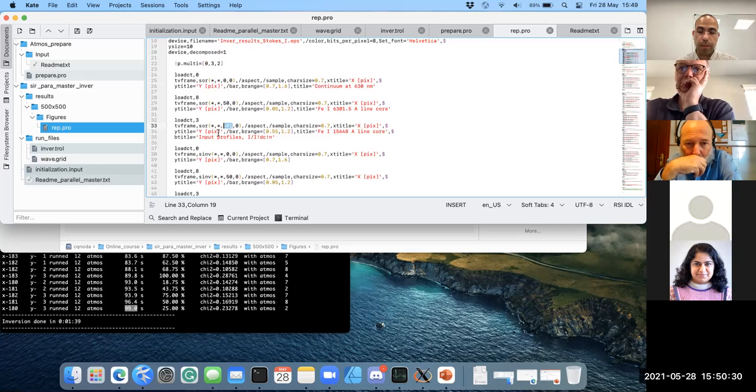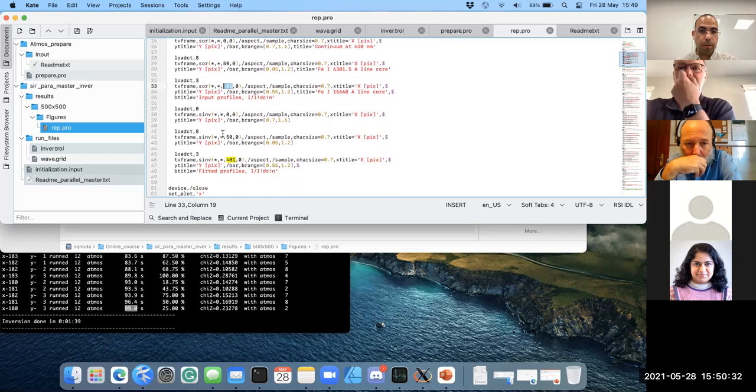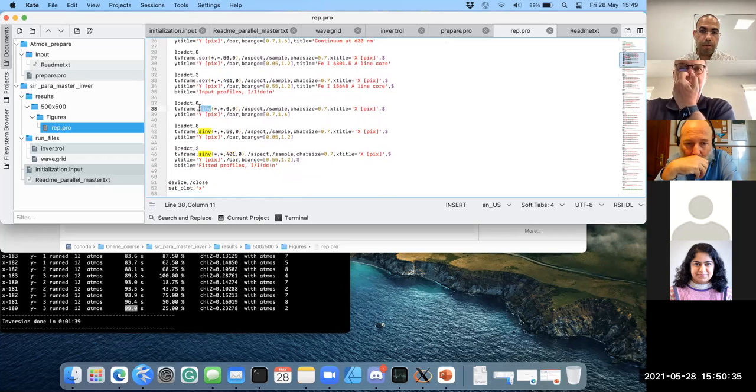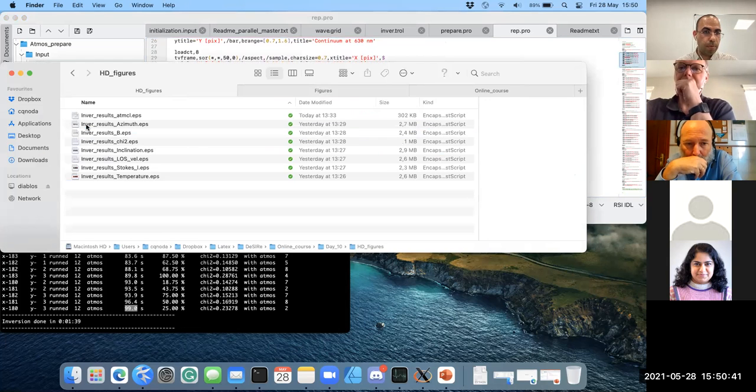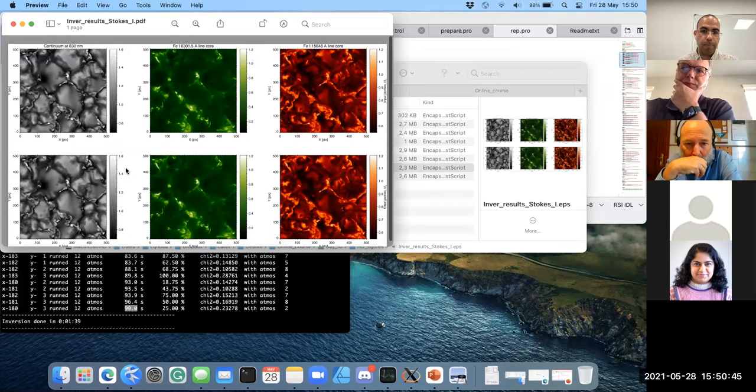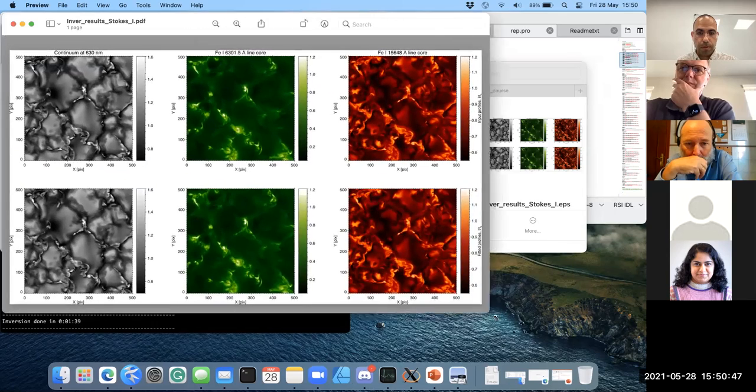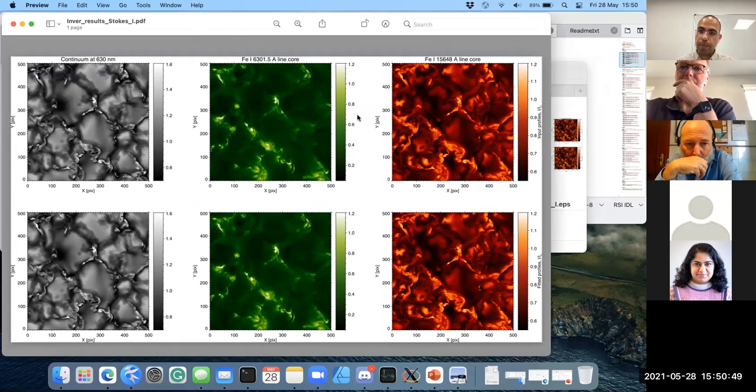I'm going to plot this in the first row of a multiplot, and then the inverted profiles are the same wavelength position. So then if we go to figures here, I already put it in Dropbox. So then we have something like this, okay? So in the top row are the input spectral features at given wavelength, and the bottom row is the fits.